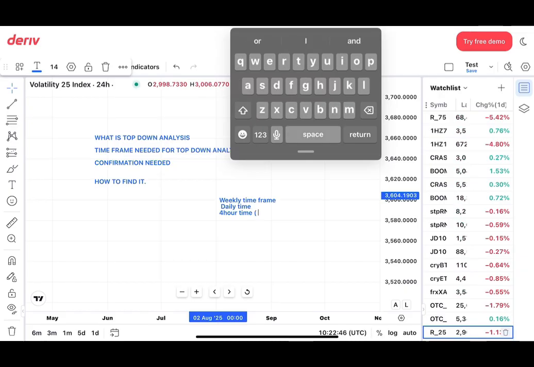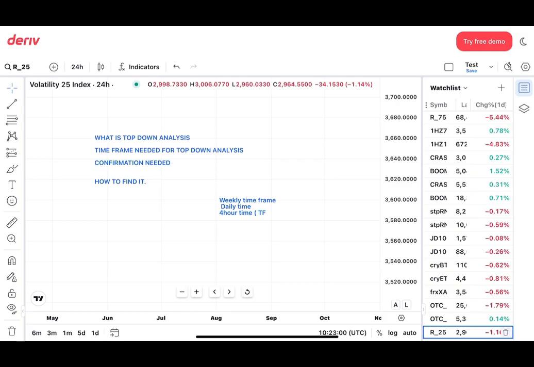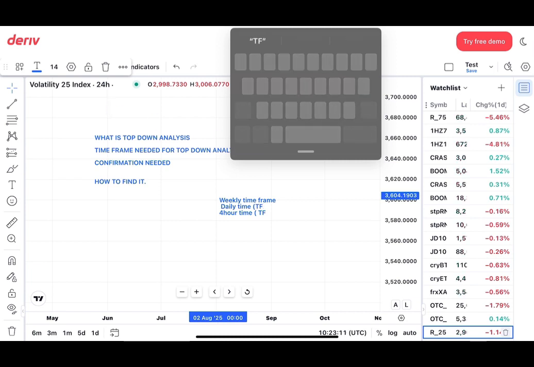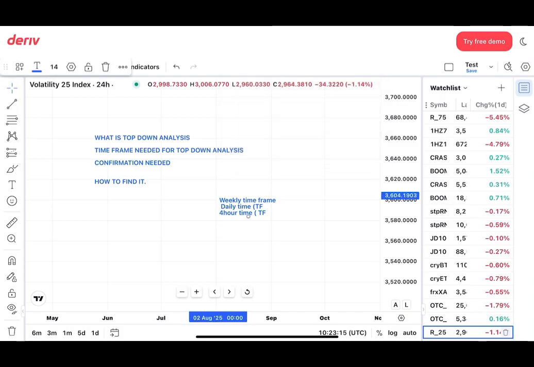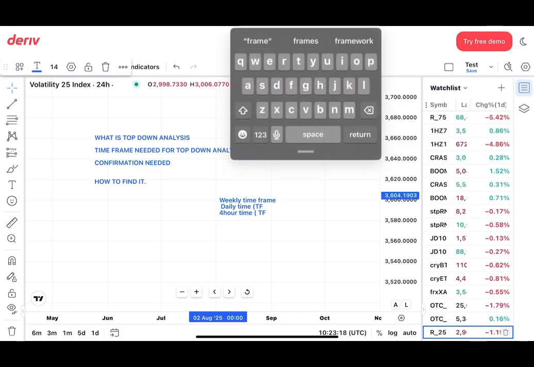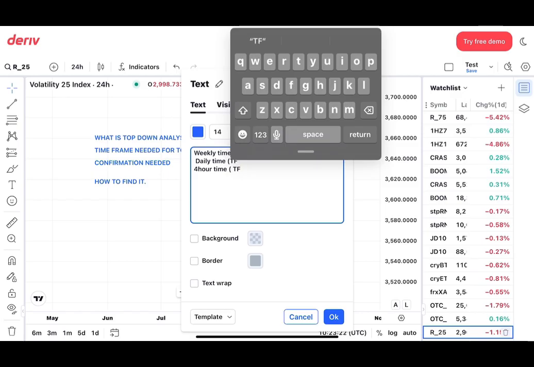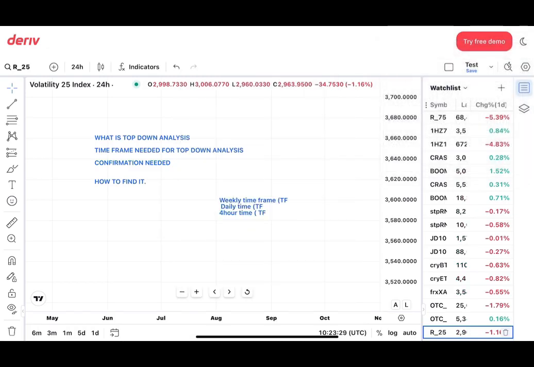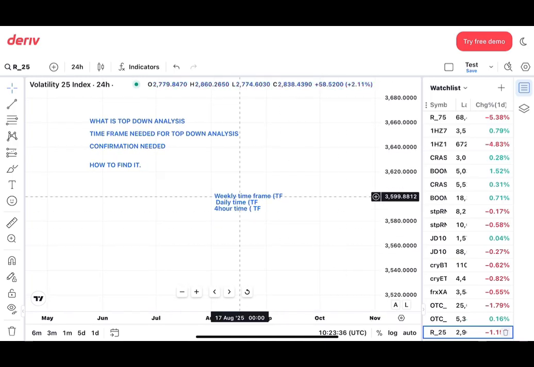So I would like to be using something like this for the world time frame. Something like this, like this. So these are the only 3 time frames needed for this top-down analysis. So let's go to the confirmation needed.